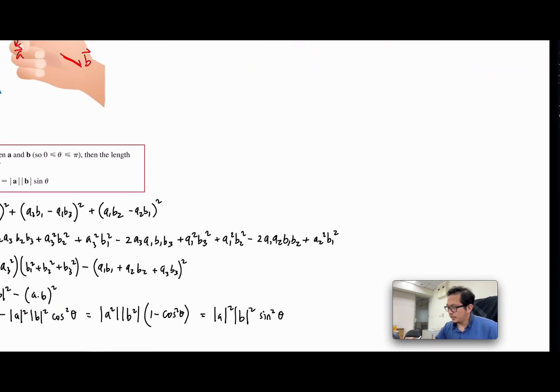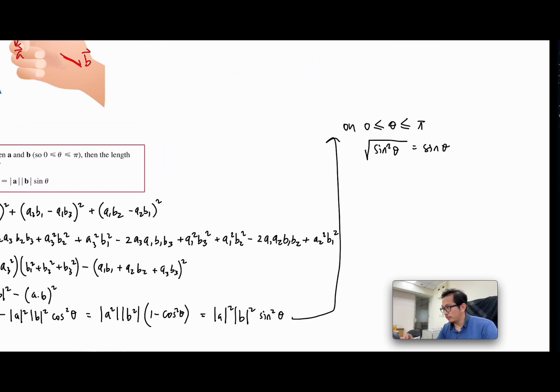And we take this square root on the theta between 0 to pi. We take the sine squared theta equal to sine theta. Okay. So we can write as the A cross B is equal A magnitude B sine theta.